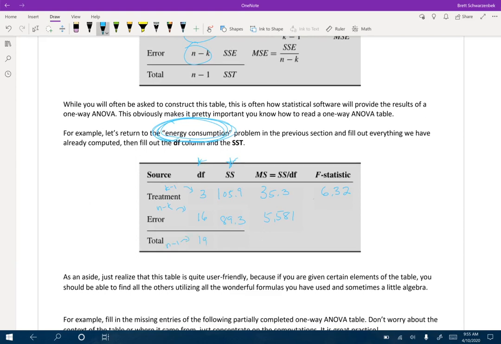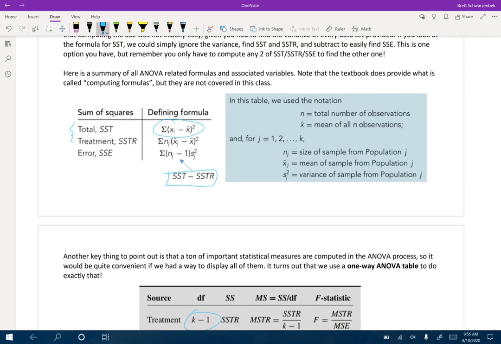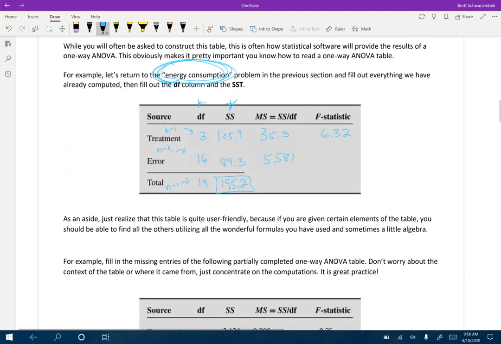And the sum of squares, 195.2. Note that we did not calculate this value directly using the formula. All we did was add the two sources of variation together. So basically, what does that look like? If you look at this whole thing here, right?